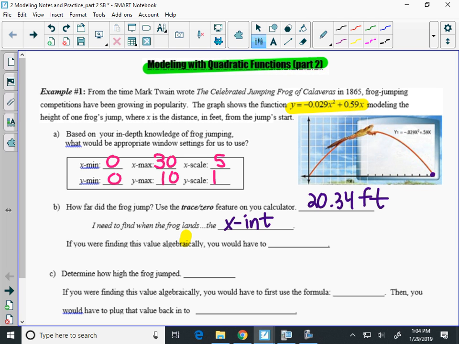Now, if I were doing this by hand, yesterday we did all this work algebraically. If I were going to find where the frog hit the ground yesterday, what would you have to do to find the x-intercept? Factor. So yesterday you would have to factor in order to find this value. And I wouldn't really want to factor this quadratic with all the decimals, so it's nice that we have our calculator. The next thing, we want to know how high the frog jumped. What is the maximum height of this frog?